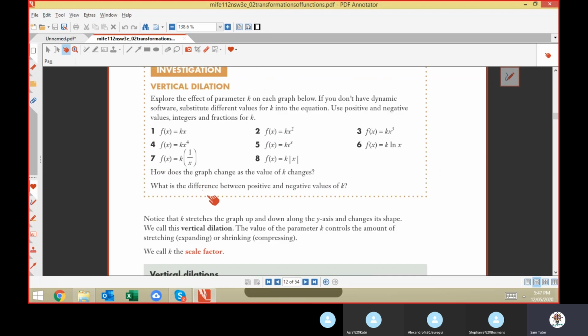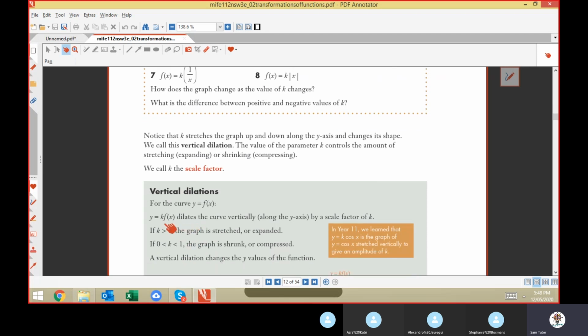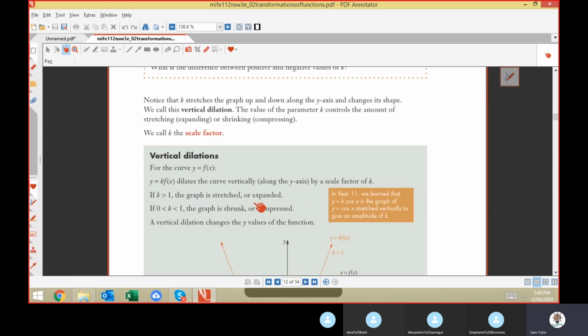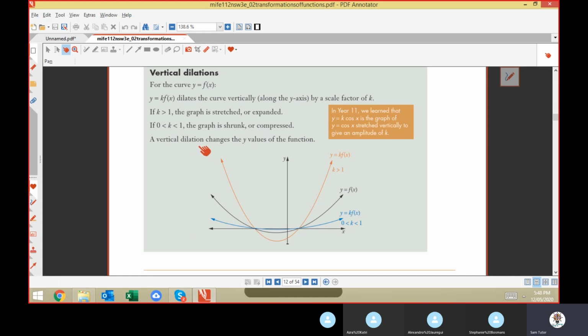Okay, so vertical dilation would be the one that's multiplied by f of x. So y equals k f of x, like the one that we were just doing now. This dilates the curve vertically along the y-axis by a scale factor of k. If k is greater than 1, the graph is stretched or expanded. If it's between 0 and 1, the graph is shrunk or compressed, or like I just said, squeezed. A vertical dilation changes the y values of the function. Cool. So the y values of the function are changing.